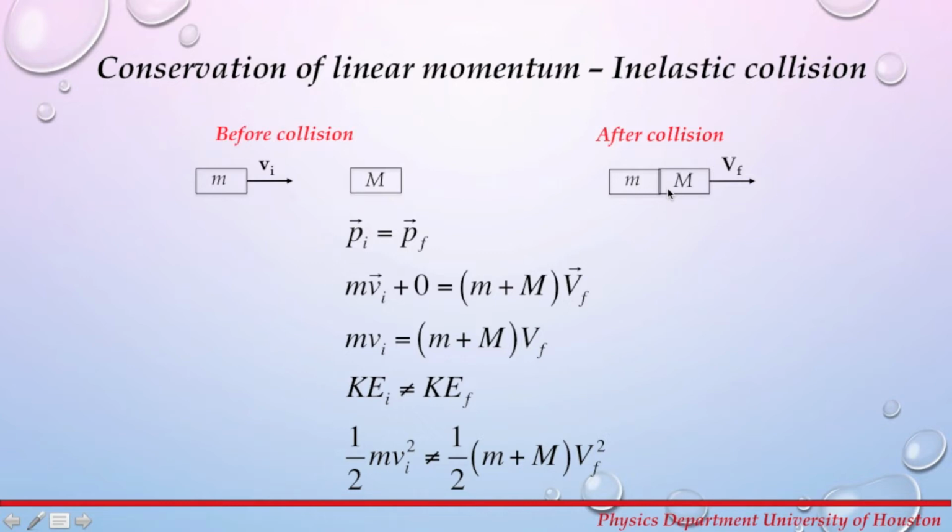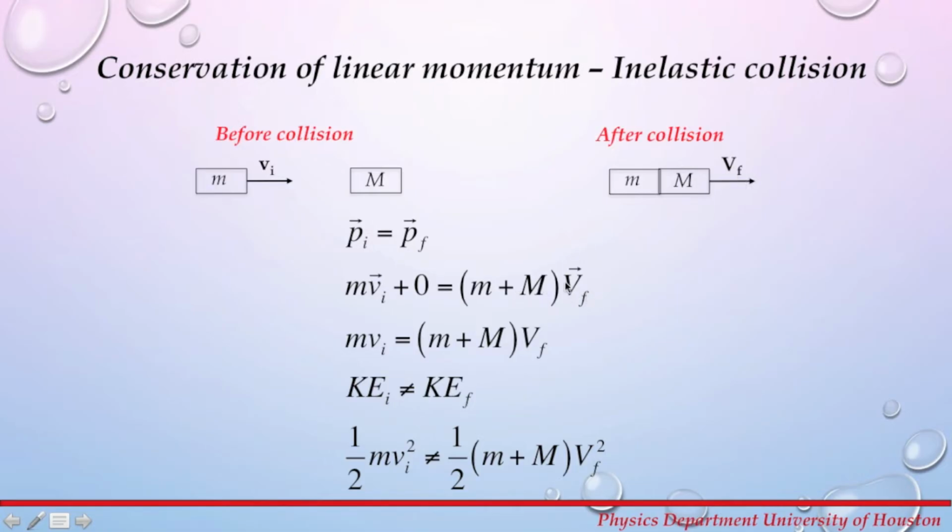If the projectile and target carts stick together so that the collision is completely inelastic, the conservation of momentum principle will give the following. Initial momentum is equal to the final momentum. Before the collision, only the projectile had a momentum. After the collision, the two objects stuck together and moved with a final velocity.